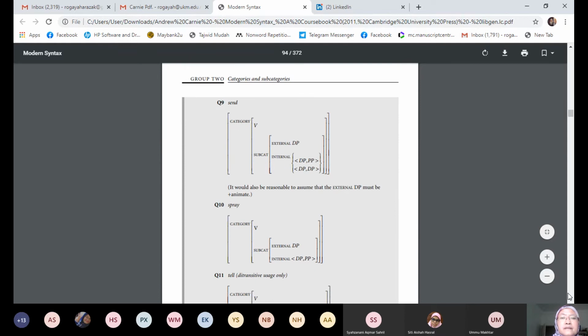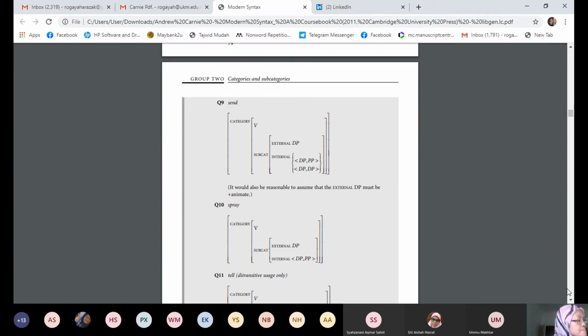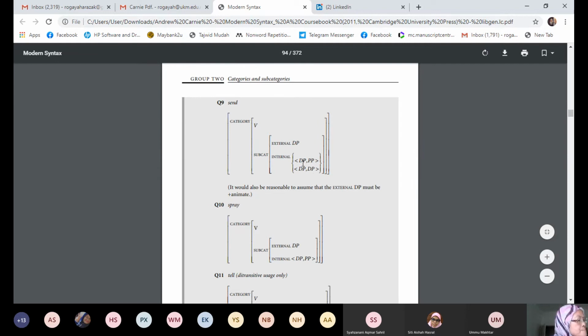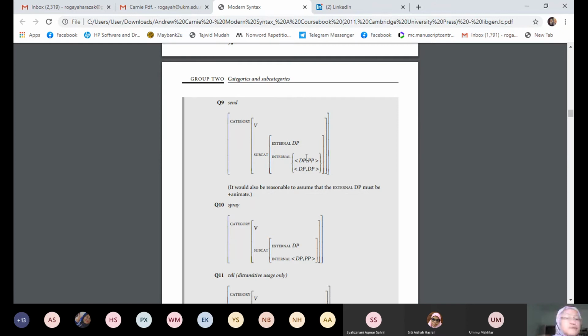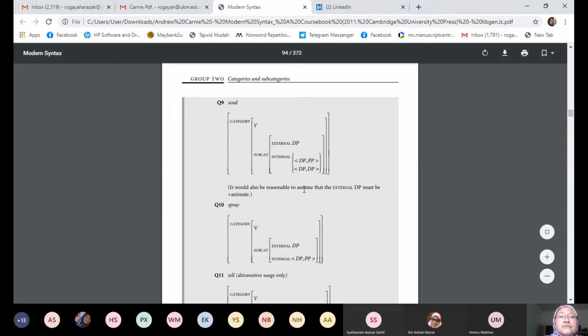And then send. If you look at question 9 on page 77, it will give you the external DP, which must be animate. I send Daniel the story, which is a DP, and then I send the story to Daniel, which will be the DP-PP. It would also be reasonable to assume that the external DP must be plus animate.